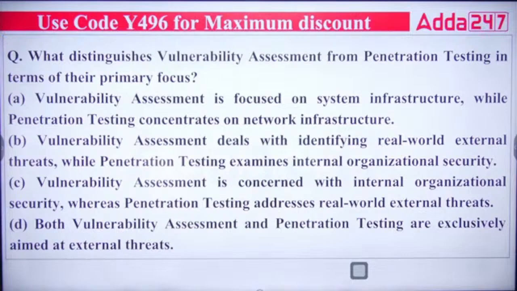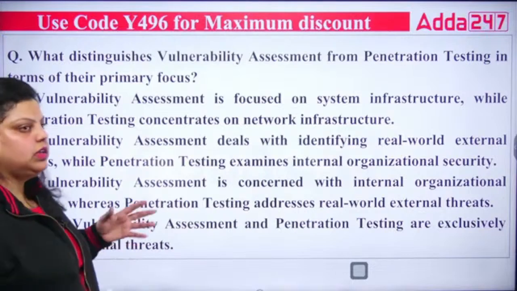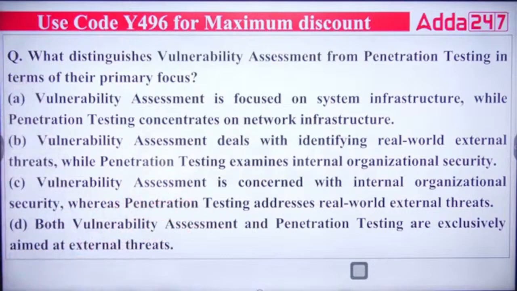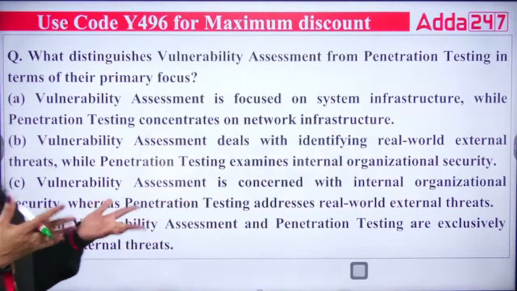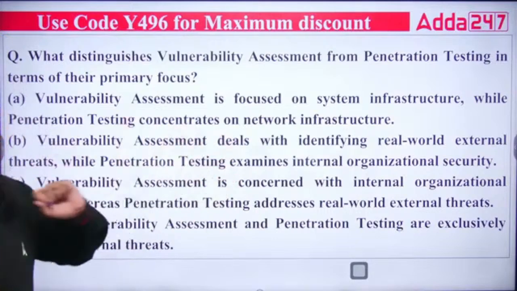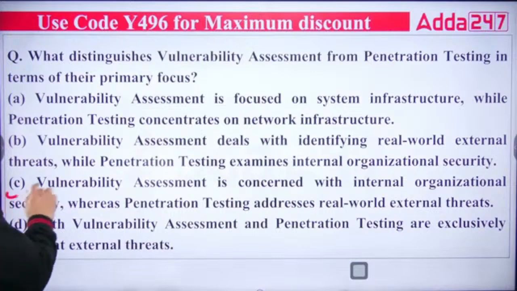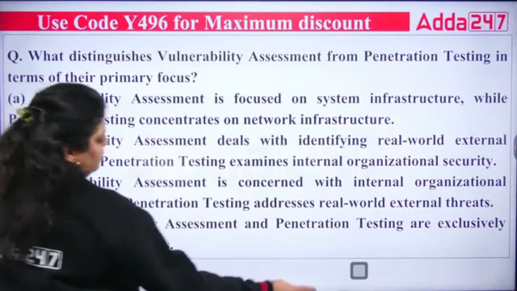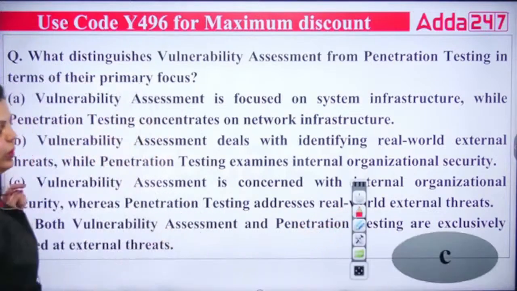So what happened in vulnerability assessment, it is actually concerned with the internal organizational security, like how vulnerable our internal system is. And when you do penetration testing, it addresses the real world external threats. So the right answer is C. The difference between these two is option C. One is internal, one is external.